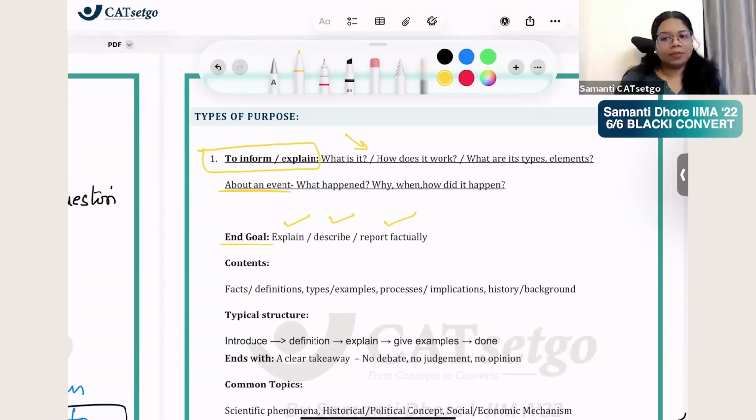I'm not sharing any opinion. I am not making any suggestion. I am not analyzing. I am not criticizing. I am only informing. I am only explaining. I am only describing. So there are a bunch of passages that you have in your VARC which just narrate what had happened or just inform you about some concept.